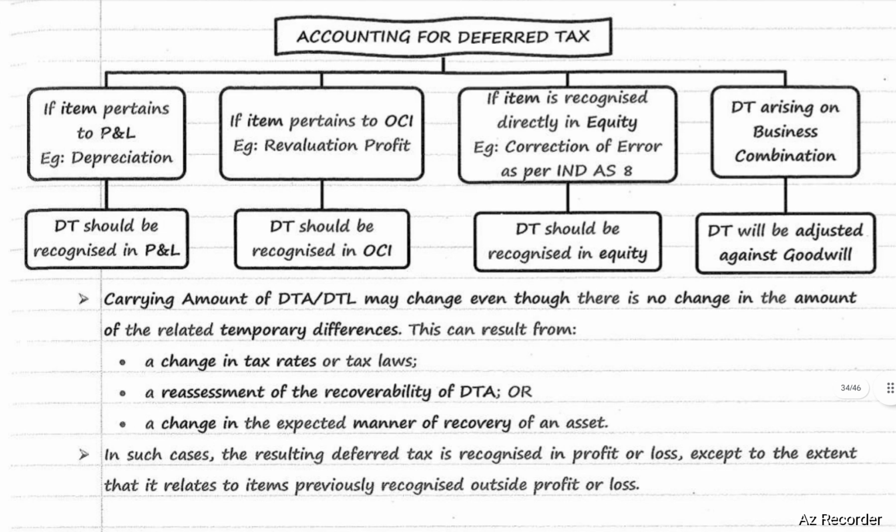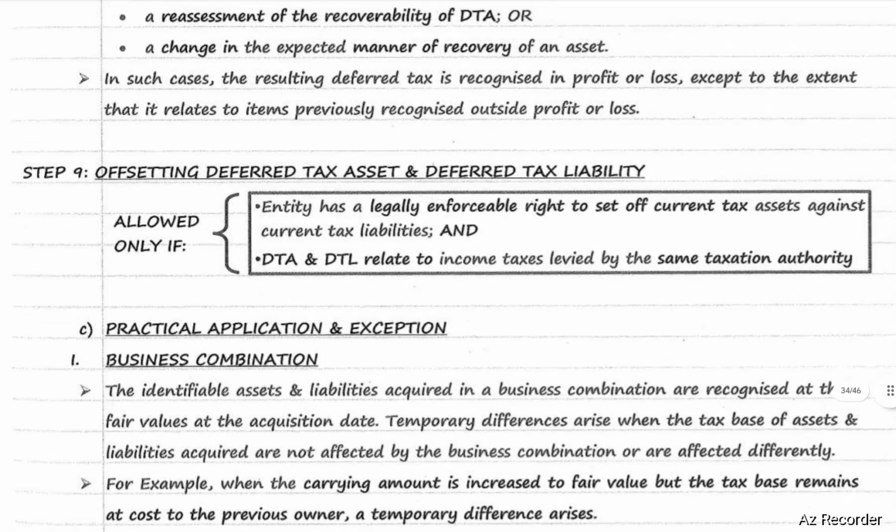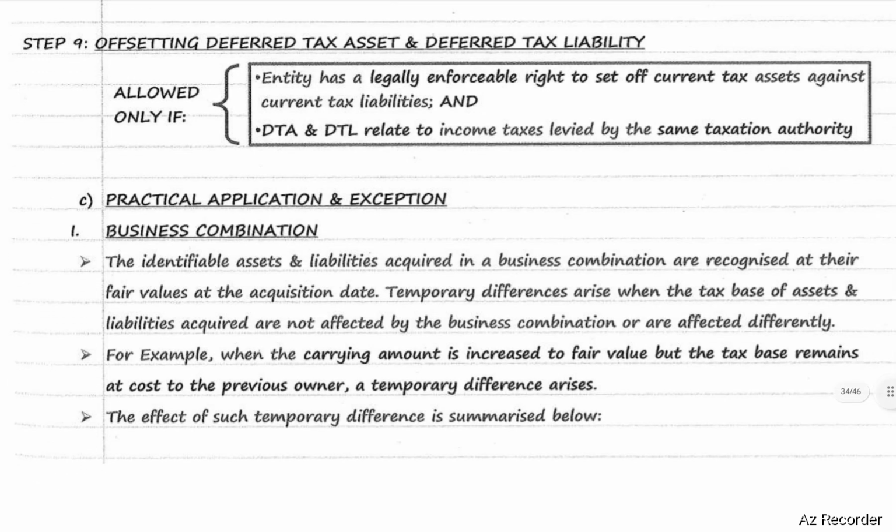The carrying amount of a DTA or DTL may change even though there is no change in the amount of the related temporary differences. This can result from a change in tax rates or tax laws, a reassessment of the recoverability of a DTA, or a change in the expected manner of recovery of an asset. In such cases, the resulting deferred tax is recognized in P&L except to the extent that it relates to items previously recognized outside P&L.